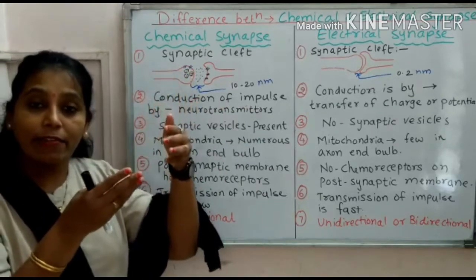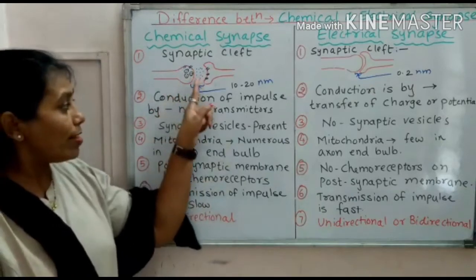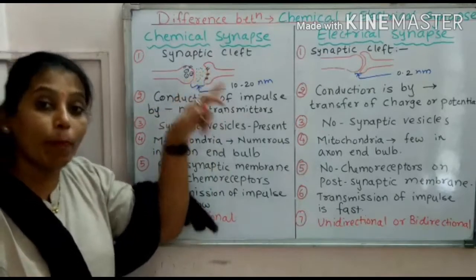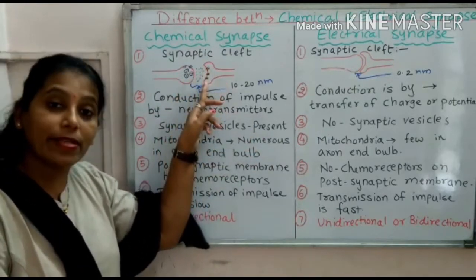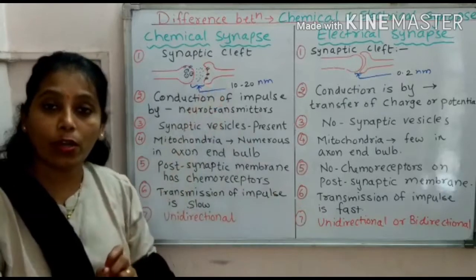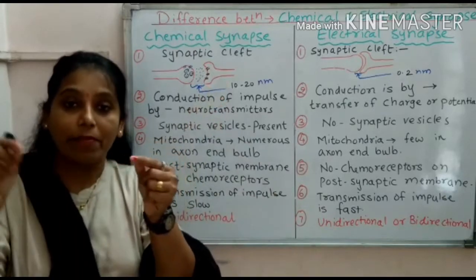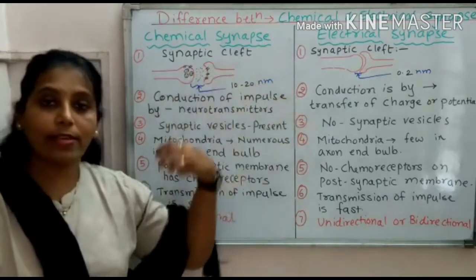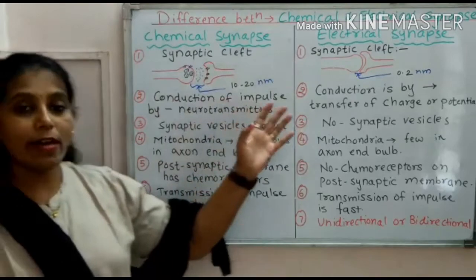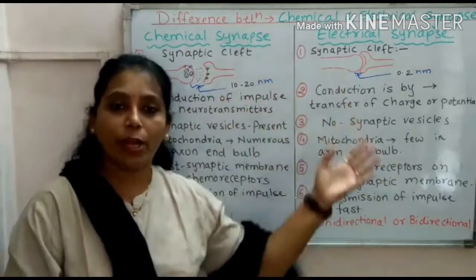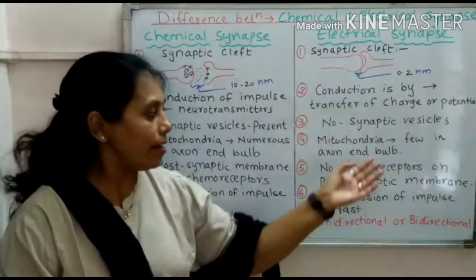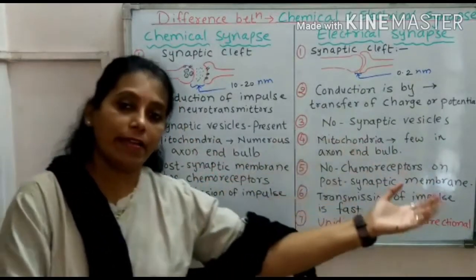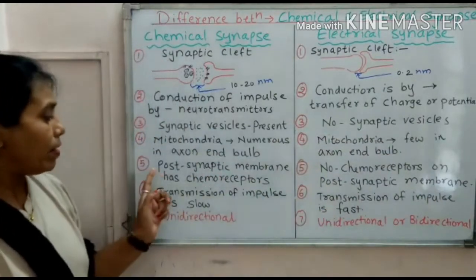Calcium channels are present which have to open. These neurotransmitters are released in that space. After that, they have to bind with the receptors present on the postsynaptic neuron. So it takes time, and definitely energy is required for all these things. But here, as the current has to pass from one neuron to another neuron, very less energy is required, and that's why here more mitochondria are present and here less mitochondria are present.